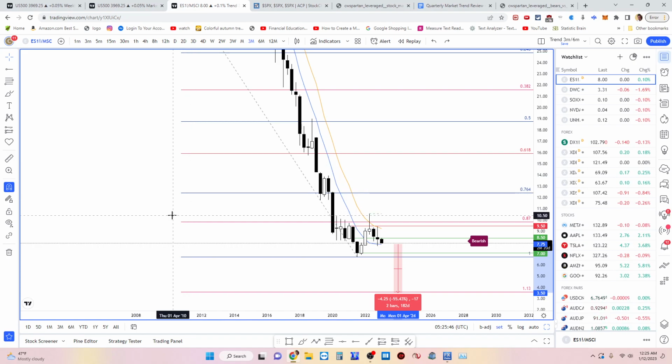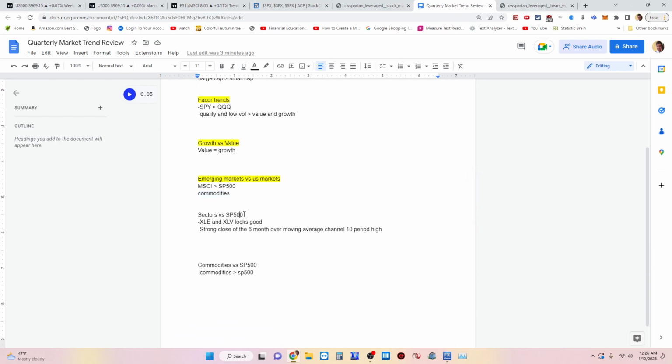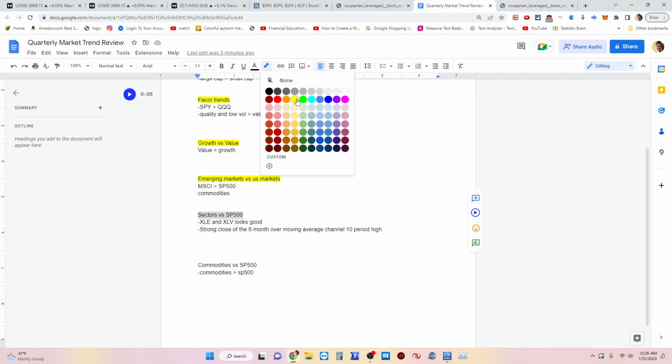And then we would also see it in comparison of DBC, commodities ETF, versus the S&P 500, and we do. We see strength in commodities. So this makes sense that emerging markets would outperform the S&P 500 in the coming days. It's not yet invalidated that it will, but it's looking like it's heading that direction. So I put here that MSCI is trending over the S&P 500 due to our relationship that we see in commodities. Next, we'll go to the S&P 500 versus the sectors.